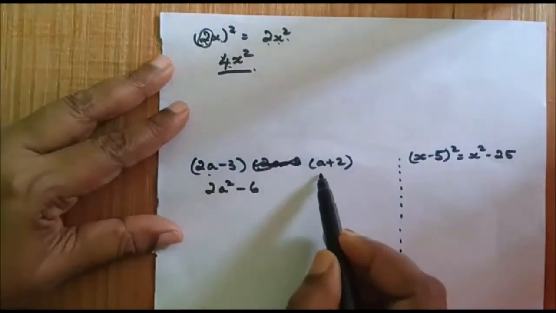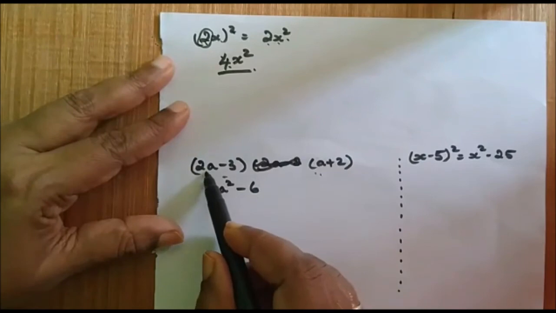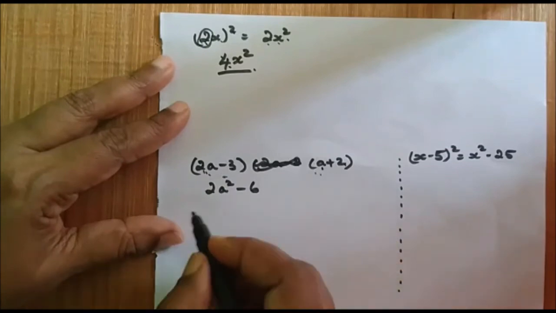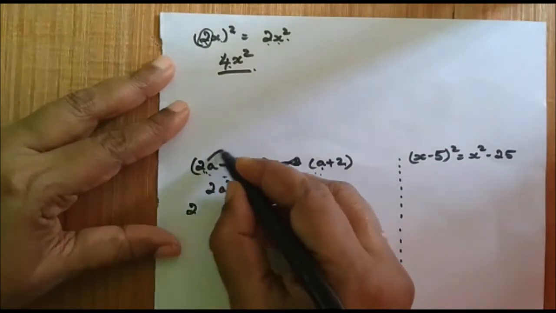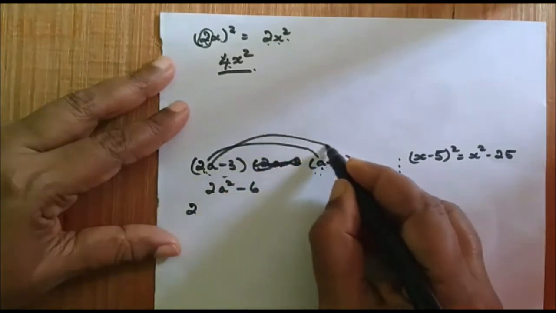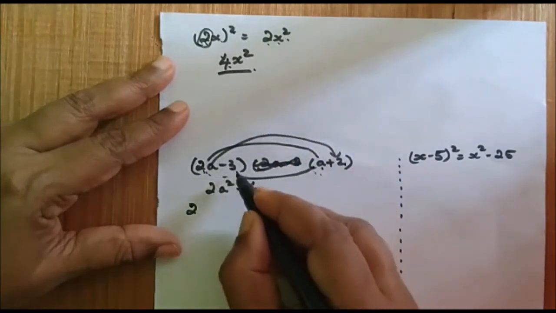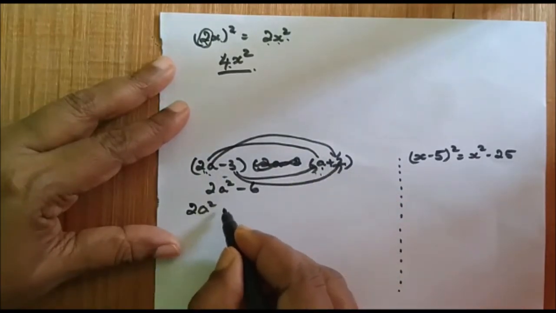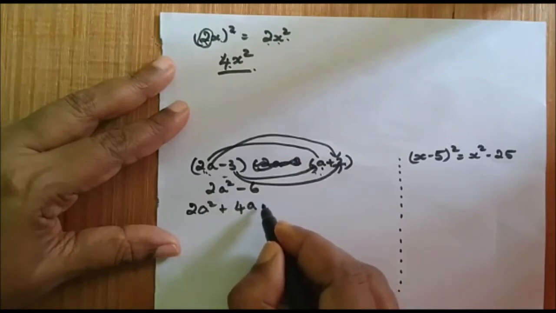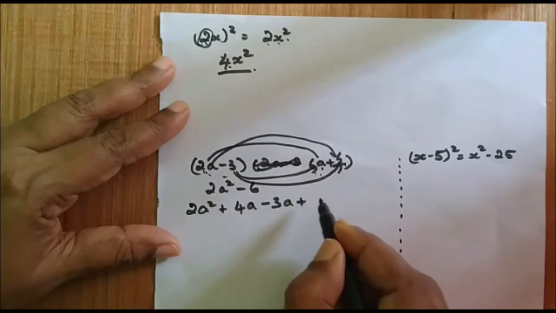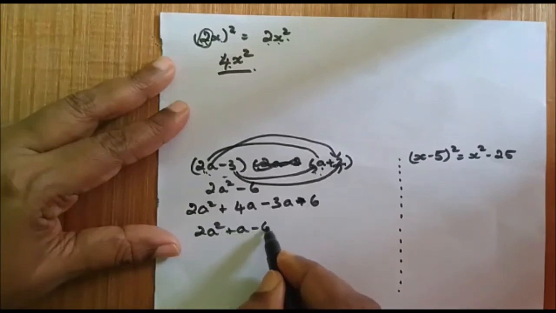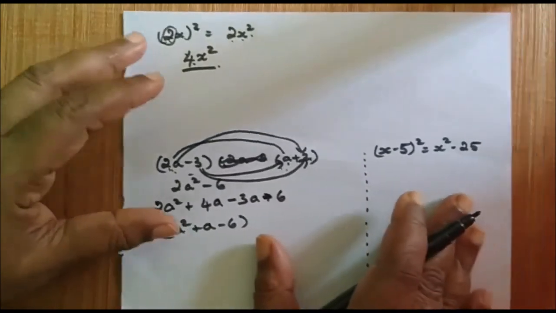Okay. Now in this, is this correct? No. How have we done it? 2a into a and 3 into 2. That is not right. You have to write, this has to be multiplied with this, this with this, this with this, and this with this. So it is 2a squared plus 4a minus 3a plus 6. No, it is minus 6. Okay. So this will be 2a squared plus a minus 6. That is the answer for this problem.